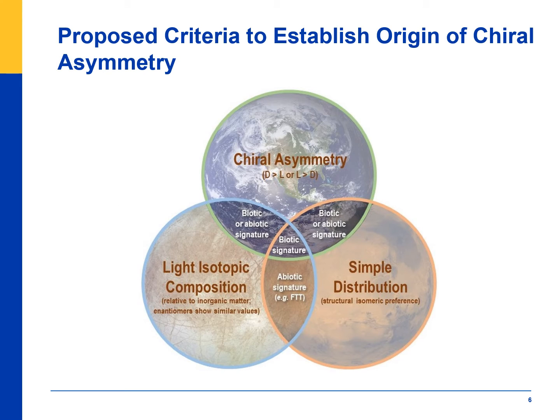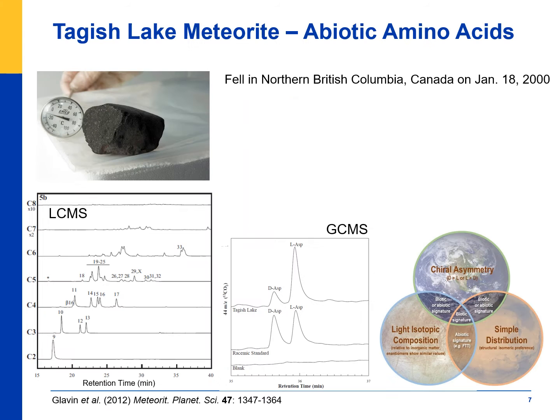So back to the Venn diagram here, where we propose the criteria to establish origin of chiral asymmetry, which includes, of course, detecting chiral asymmetry, looking at the distribution of amino acids as well as their isotopic compositions to help more firmly establish their origin. And where these all three overlap, you have a more compelling biotic signature. And I'll take you through some case examples here to illustrate this.